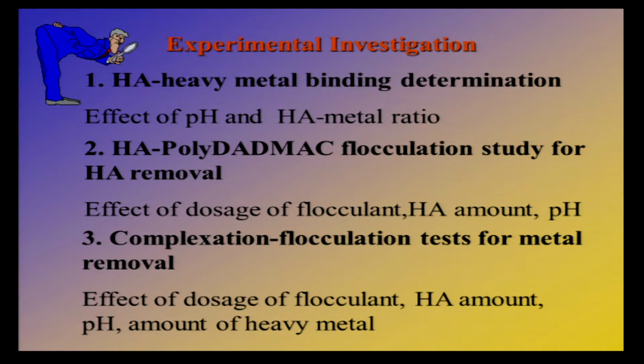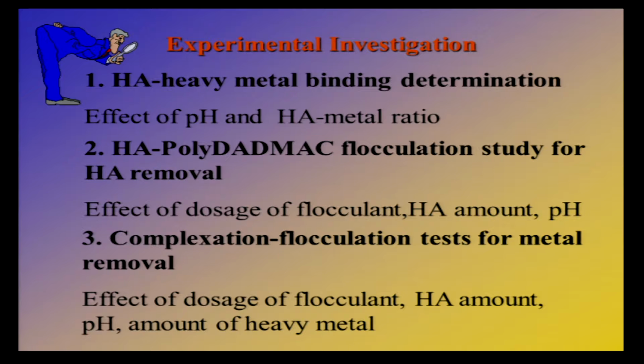So humic acid to heavy metal binding determination, we wanted to really study the effect of pH on this adsorption. This is the adsorption isotherm. How is it affected by the pH? Because we may have different pHs. How is it affected by the ratio of humic acid to metal? Because if we don't have enough humic acid, then the humic acid will be saturated. And if we have too much humic acid, maybe there won't be any more change. So there's going to be an optimum ratio of these two to give me the best adsorption.